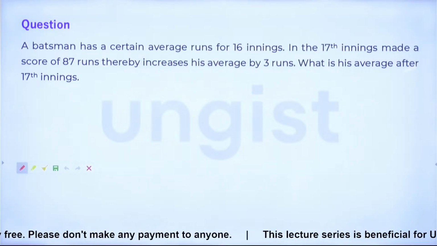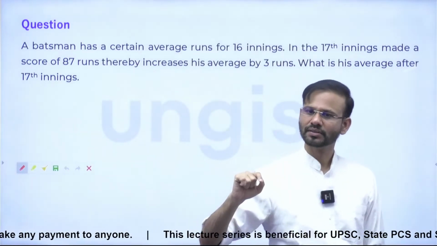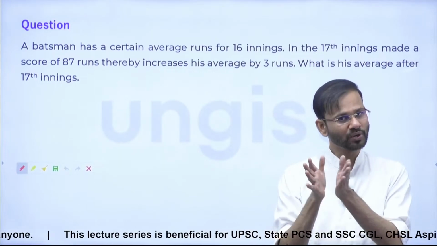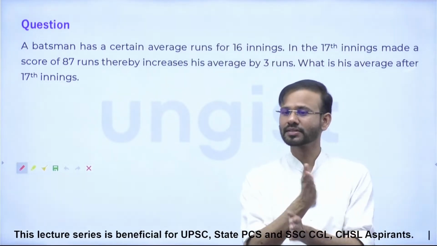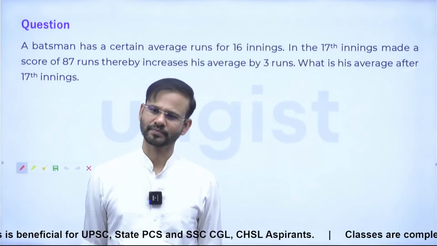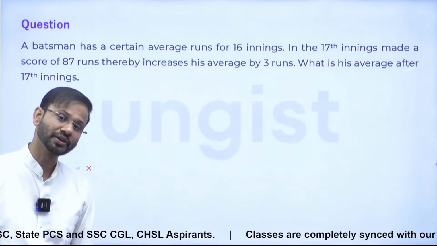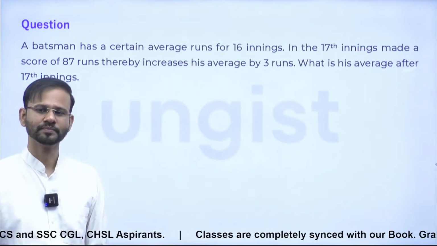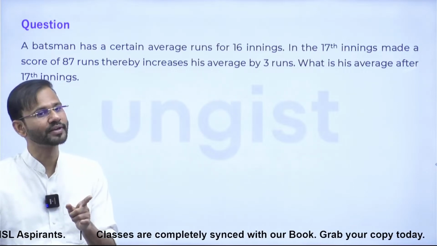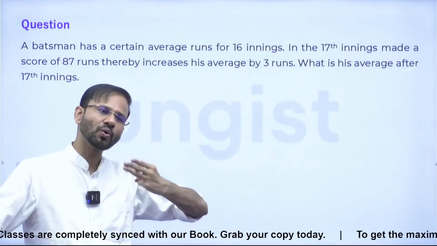Tell me one thing, friends. All of you just tell me one thing. In 17th innings, what has he done? He has scored the old average plus something extra so that he can contribute to all the innings. Yes or no? Right? And what was his contribution to other innings? He increased his average by what? 3 runs. It means he contributed 3 runs to all the innings.